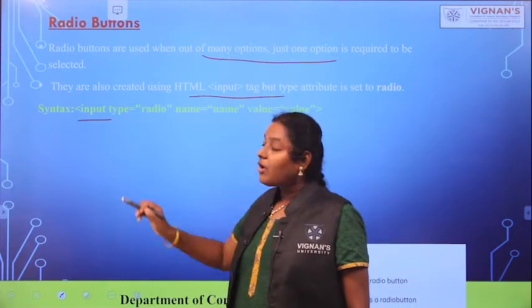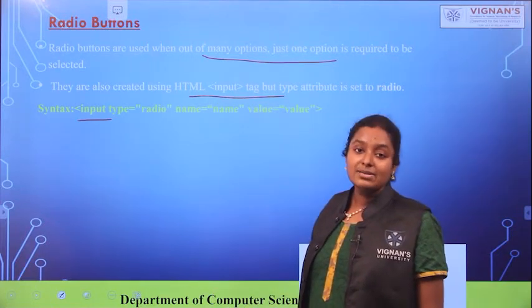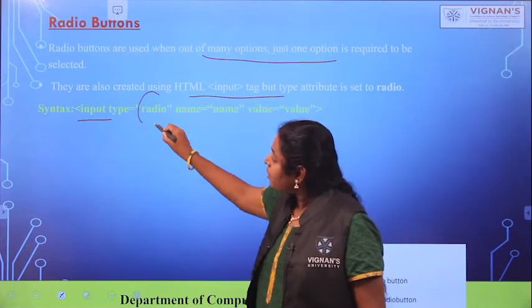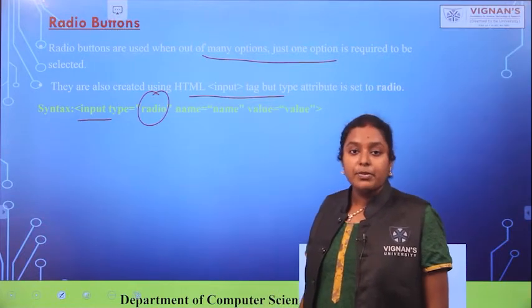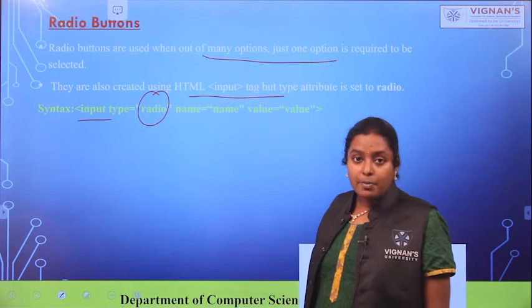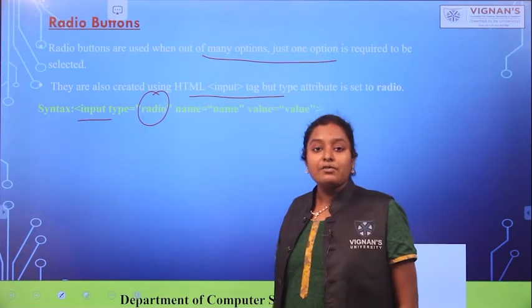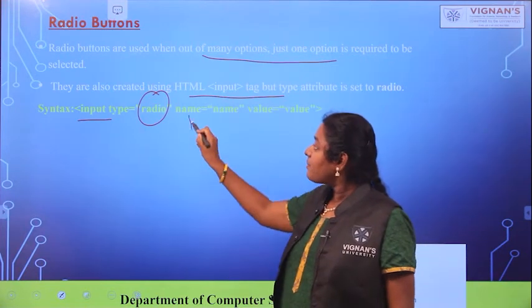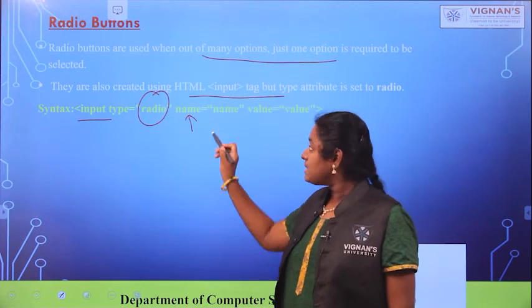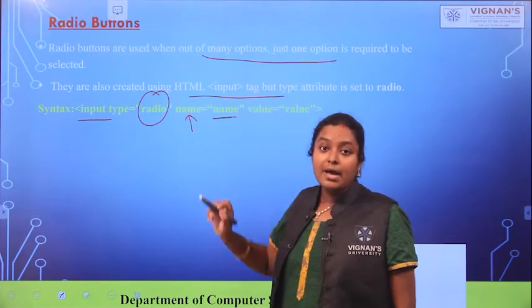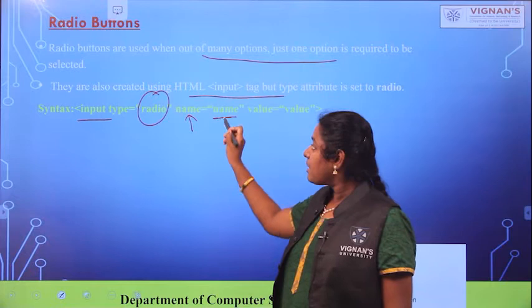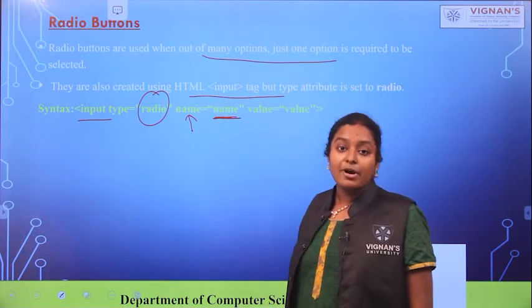Input tag. But what will be the difference between the other tags and this tag? Here again you have to give type equal to radio. If you want to create a radio button, you must give type equal to radio. So what is the purpose of the name attribute? This is the name given to your radio button. Nothing but the name given to your corresponding control.